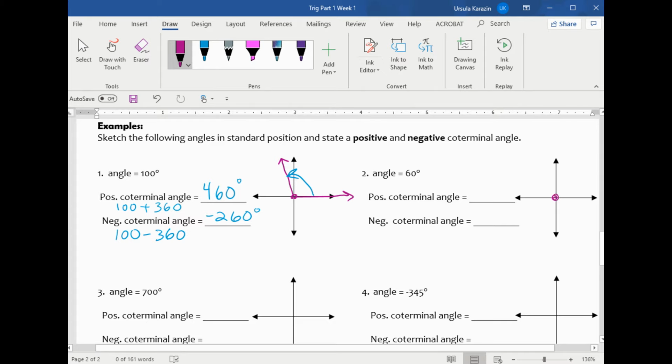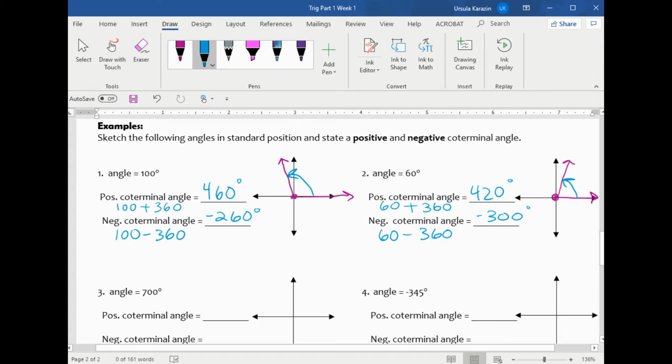60 degrees. Initial point, initial ray. 60 degrees is about here, draw in my directional arrow. To find a positive coterminal, I take 60 and I add 360, because that would be the effect of going all the way around one time and then the 60 again. So that gives me 420 degrees. To get my negative, I can go 60 minus 360, and that will give me negative 300 degrees.